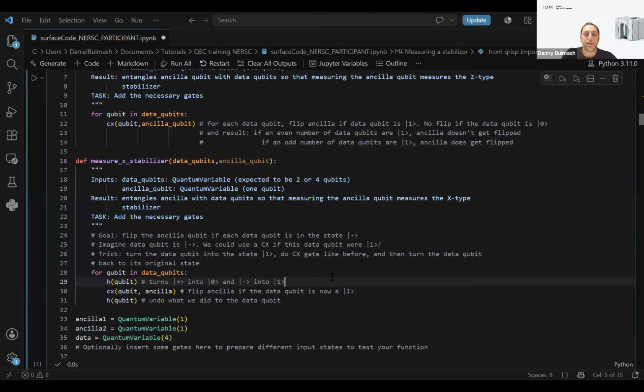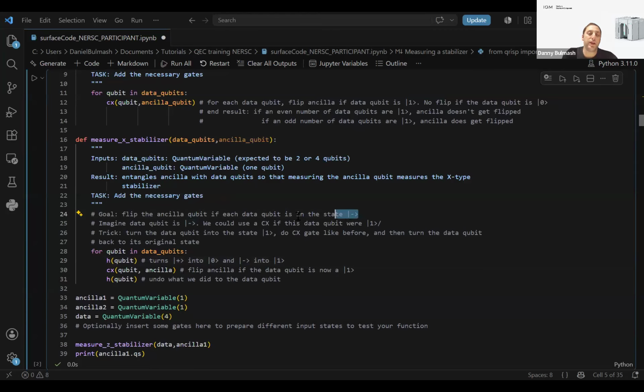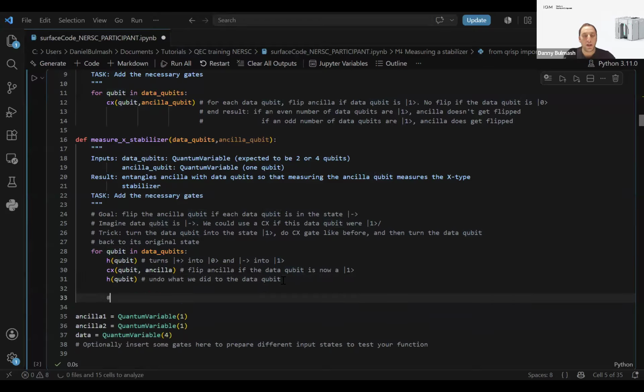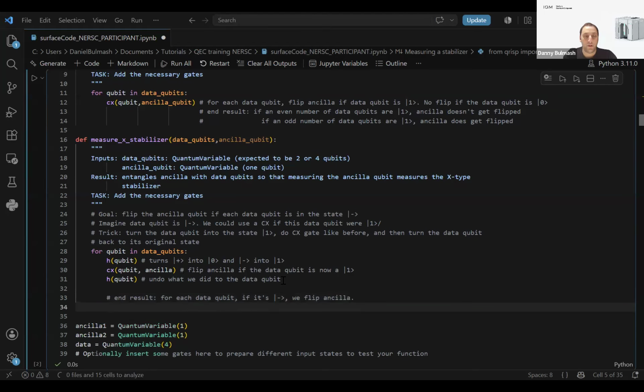The X stabilizer piece is the same idea. We're going to do exactly the same thing, but our goal is to do the flips if the data qubit is in the state minus instead. And so the trick here is that if our data qubit is minus, we're going to turn it into the state 1 temporarily. Then we can repeat the same process. So the end result is for each data qubit, if it's minus, we flip the ancilla. And so if an odd number of data qubits are minus, the ancilla gets flipped.